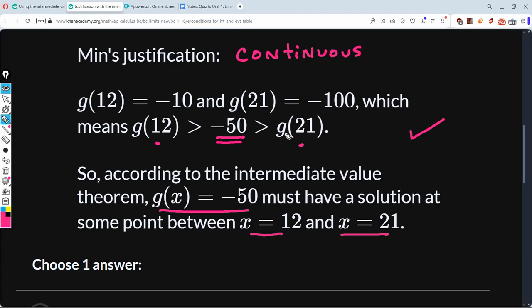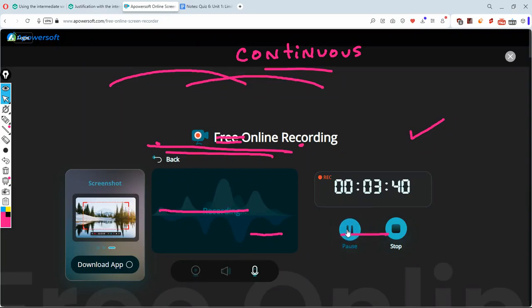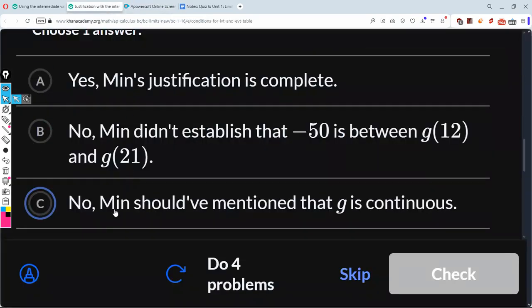All right, remember that was the first rule, that it has to be continuous. The second rule is that the value falls between the two y coordinates. He did mention that part, but he didn't mention that it was continuous. So that's the only flaw in his justification. All right, Min should have mentioned that g is continuous. So that was the only issue.